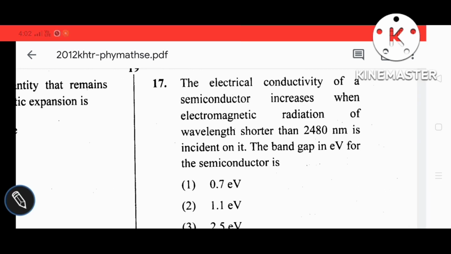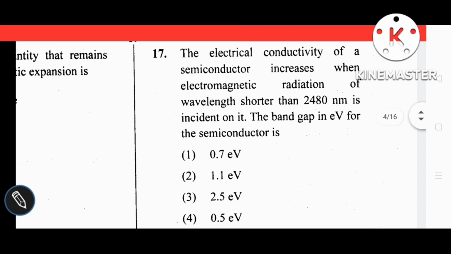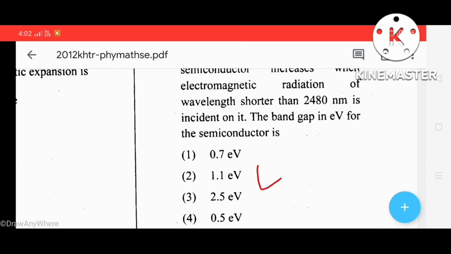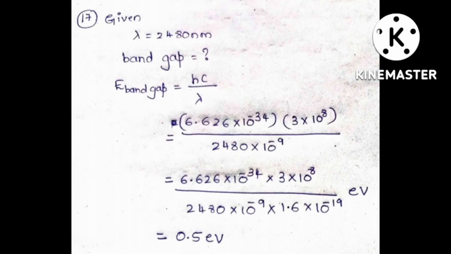17. The electrical conductivity of a semiconductor increases when electromagnetic radiation of wavelength shorter than 2480 nanometer is incident on it. Then the band gap in electron volt for the semiconductor is, so to solve this we have to apply the formula for the energy band gap, that is given by E is equal to hc divided by lambda. Let us solve this one. So we are going to use the formula E is equal to hc divided by lambda.